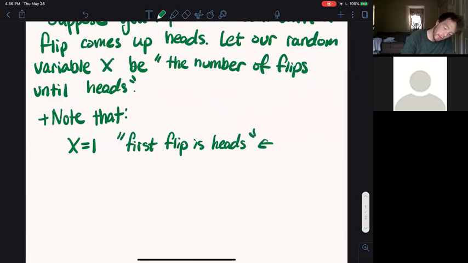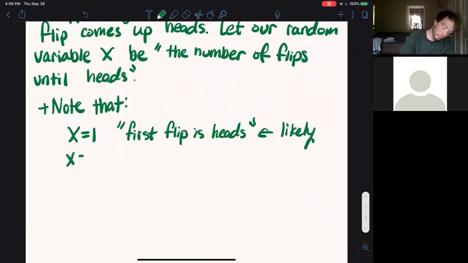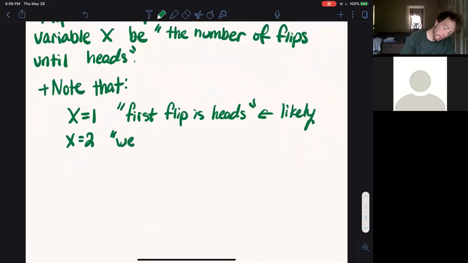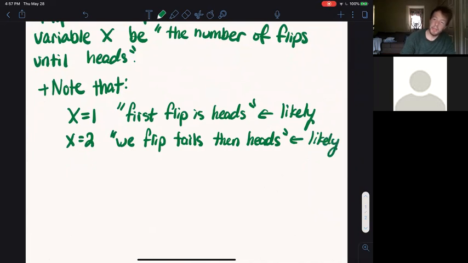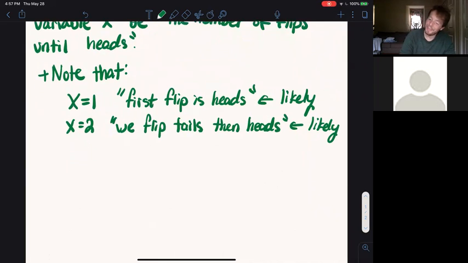Which, note, is pretty likely. There should be a 50% chance of this happening. X equals 2 is we flip tails, then heads. Also likely, right? That seems a very reasonable situation. I flipped one, I got tails, the next one was heads. Boom, X is equal to 2. I would observe that and be like, yeah, that's how a coin works. And we could keep going like this: X equals 3, 4, 5, 6.